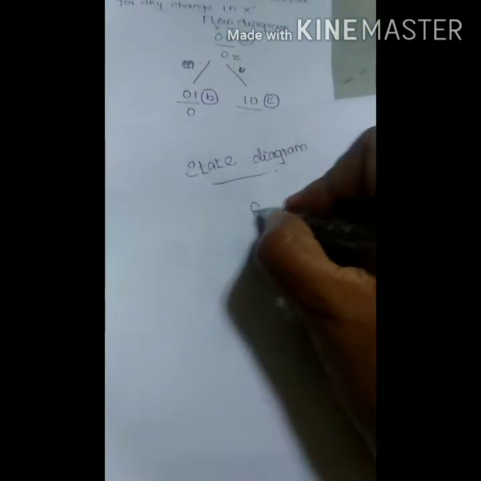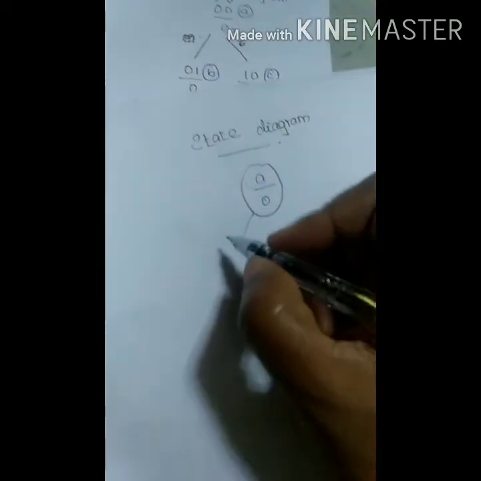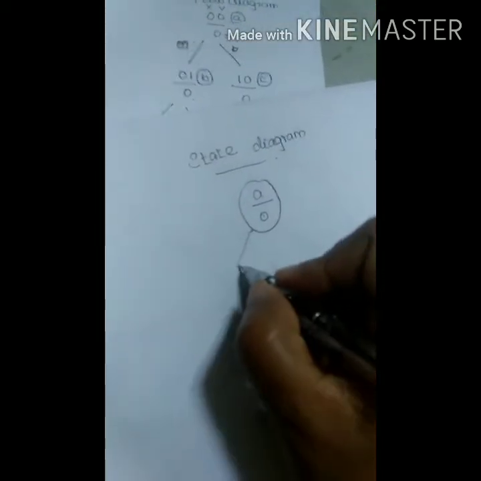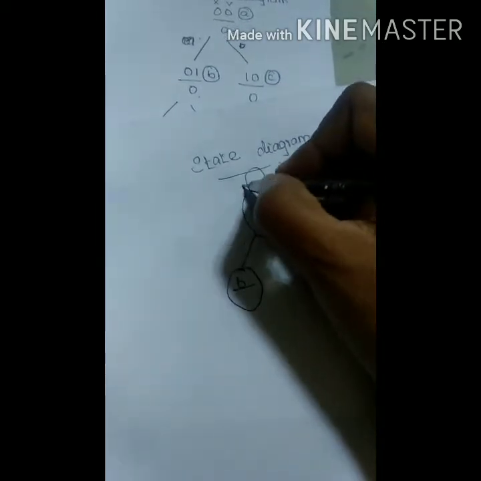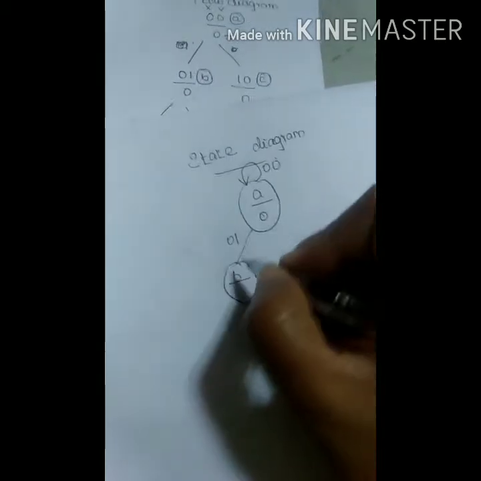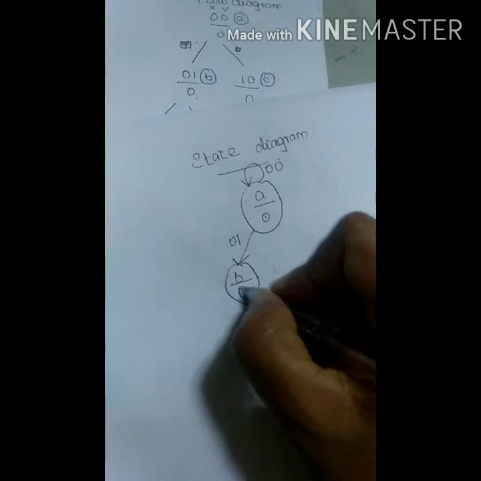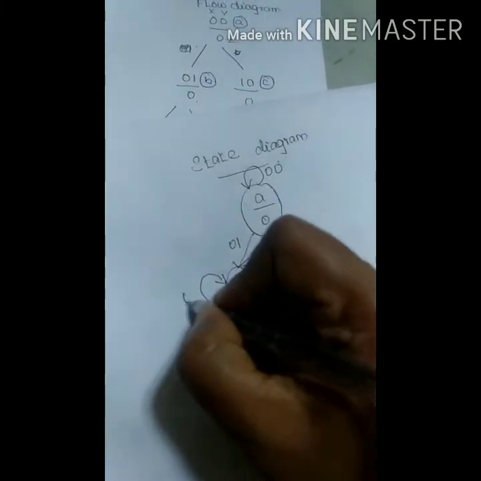So we are coming from the A state. The initial state is A with 0 output. If I am giving 0, 1 input to the A state, it will go to the B state. The state is in 0, 0 state. The output of the B state is 0, 1. So the 0, 1 state is the B state.